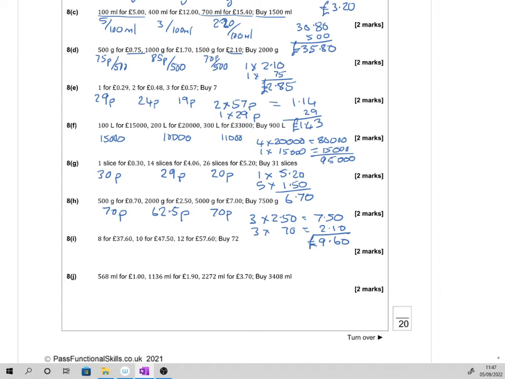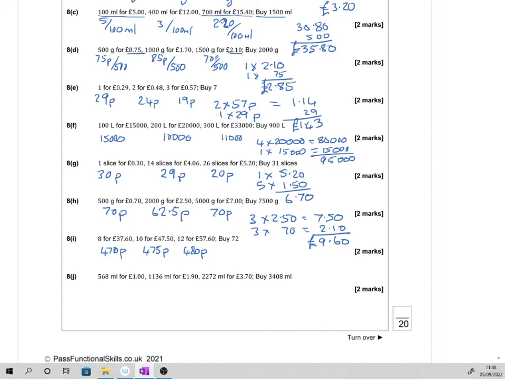3760 divided by 8 is 470 pence each. And 4,750 divided by 10 is 475 pence each. And this one, 5,760 divided by 12 is 480 pence each. So these are the cheapest, yeah? Yeah, so forget them. We'll just buy these.